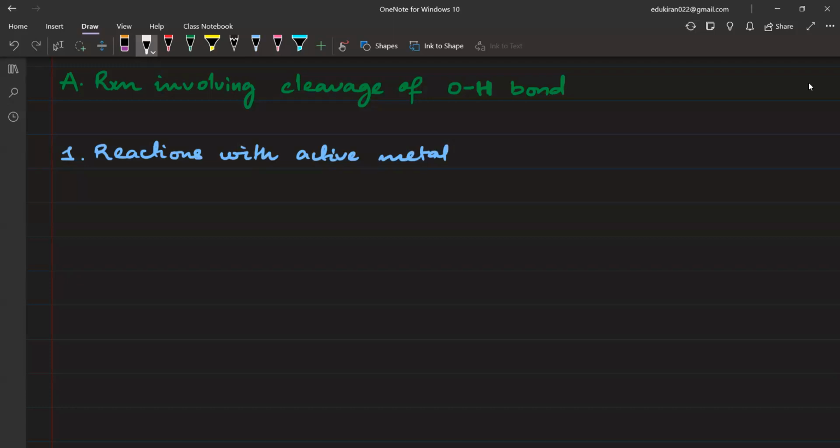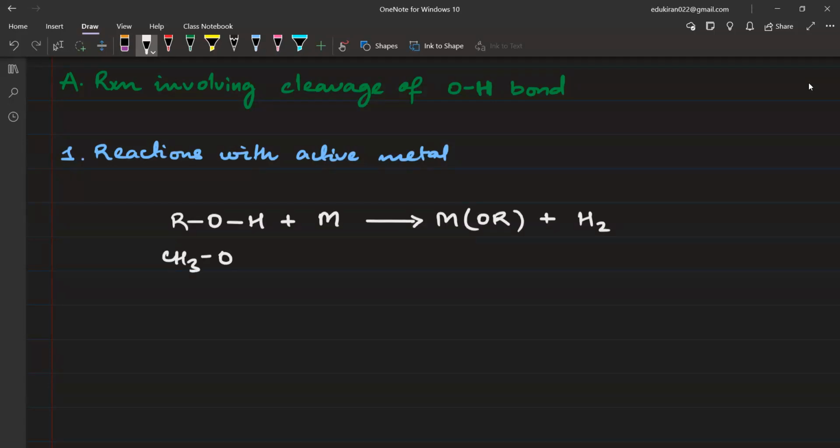So when you treat alcohols with metal, you have ROH plus a metal. The metal is going to form metal alkoxide, and it will liberate hydrogen gas. For example, if you have CH3OH plus sodium, then it is going to give you sodium OCH3, sodium methoxide, plus H2 gas.